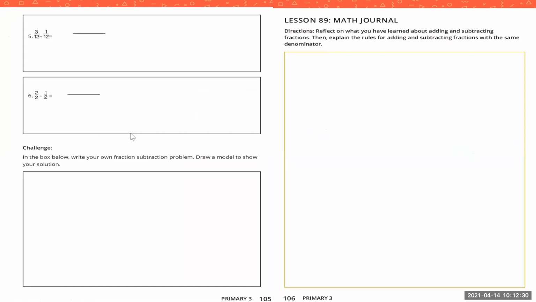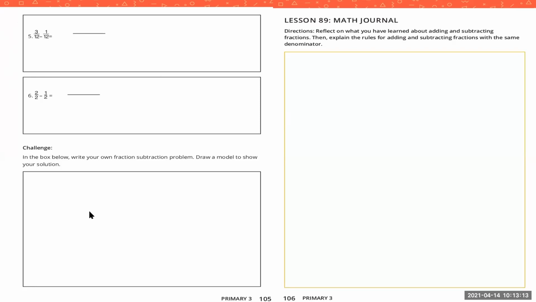Turn the page. In page 105, we have question 5. Okay, we should subtract here. I will revise again. Please focus with me. When we subtract or add, we must have the same denominators.